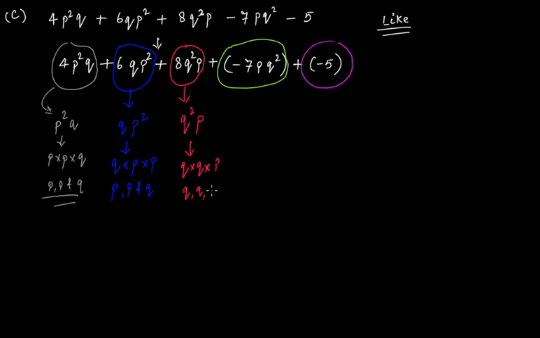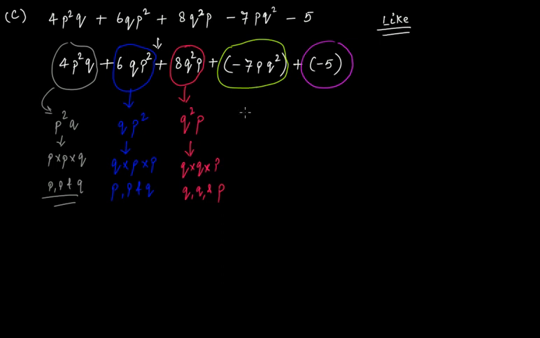q, q and p. Now this is not exactly the same as these two terms. Yes, they have only two variables, that is q and p, but if you look here, then it actually has two q's and only one p, right? So it's different from this one. So 8q squared p is unlike this one and is unlike this one. These are not like terms.